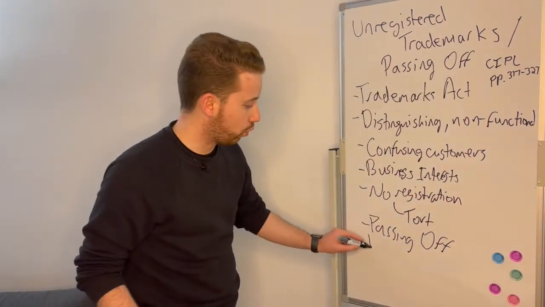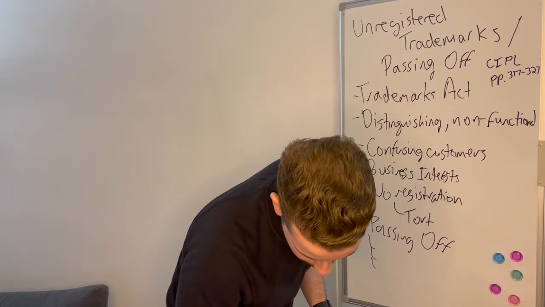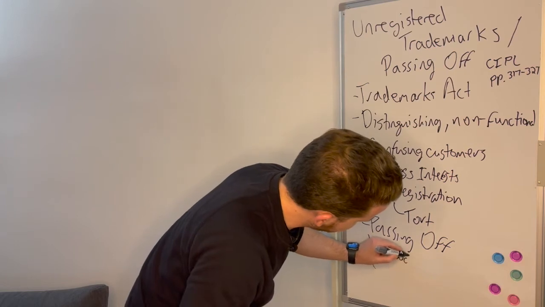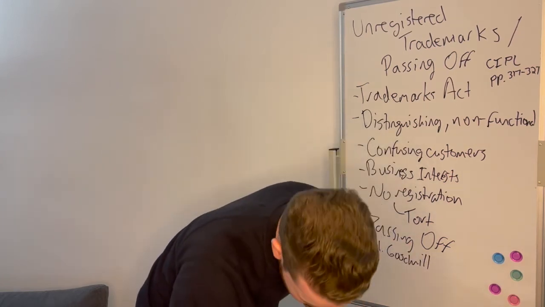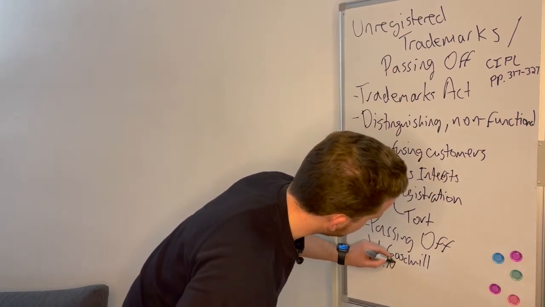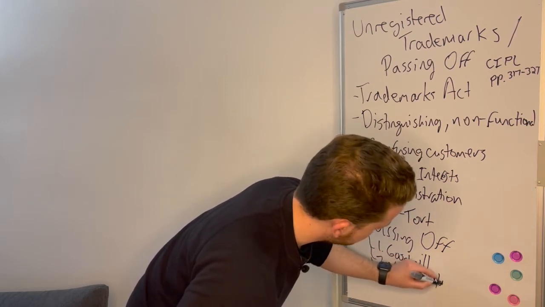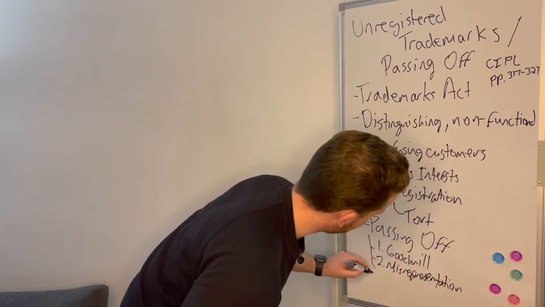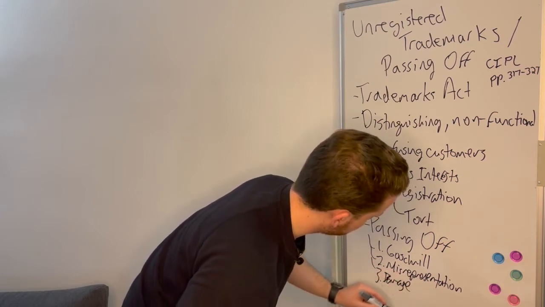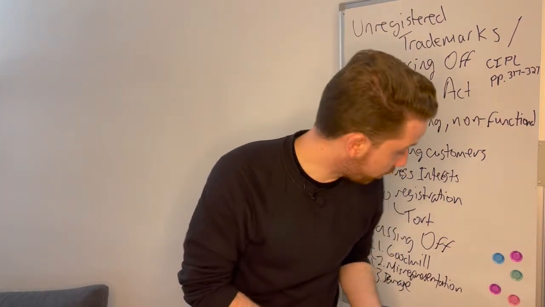So, what is the tort of passing off? Well, there are three major elements. We'll call the first one goodwill. We'll get back to what that means. The second element is going to be misrepresentation. And the third one is going to be damage. You can see my handwriting gets better as I go down. So the first element is goodwill.